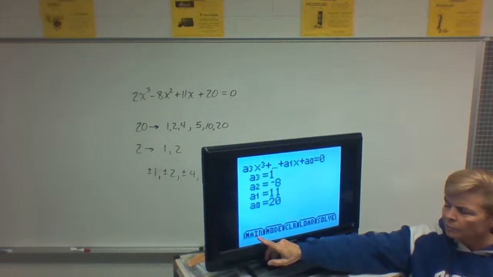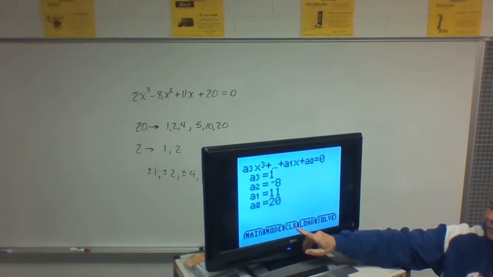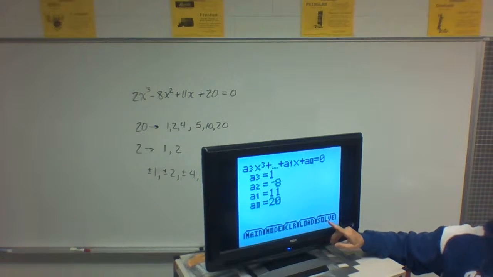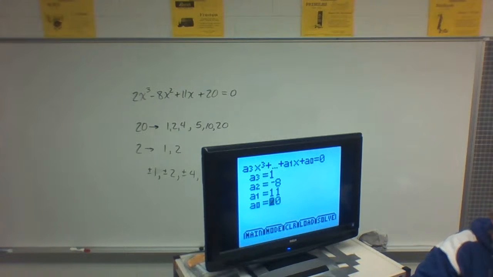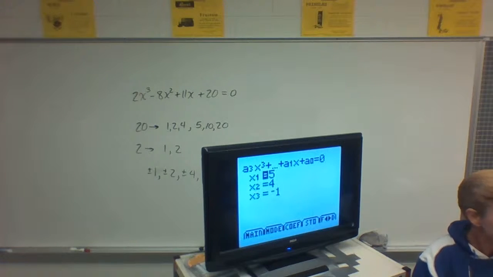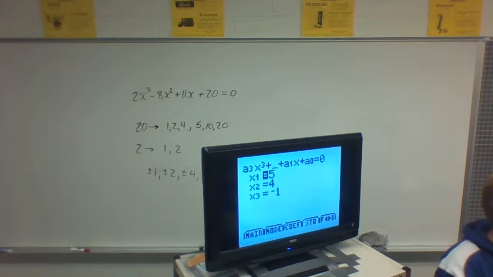This will take you back to the main menu. This will, I don't know, clear everything. I don't know what this is, but we want to solve. So hit solve. Voila. Those are the 3 zeros we found from the graph. I know. Now you want to kick me, right? Yeah, because you could have solved a lot of your quadratics this way, quickly, without having to go to the graph.